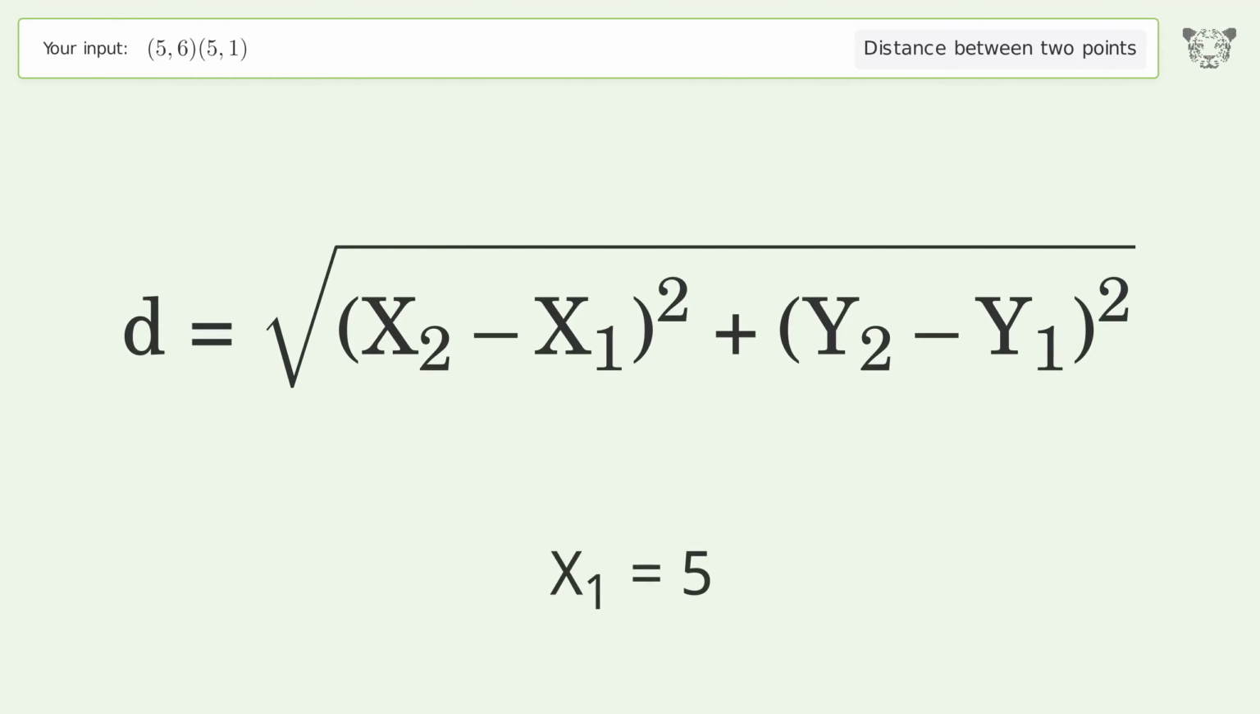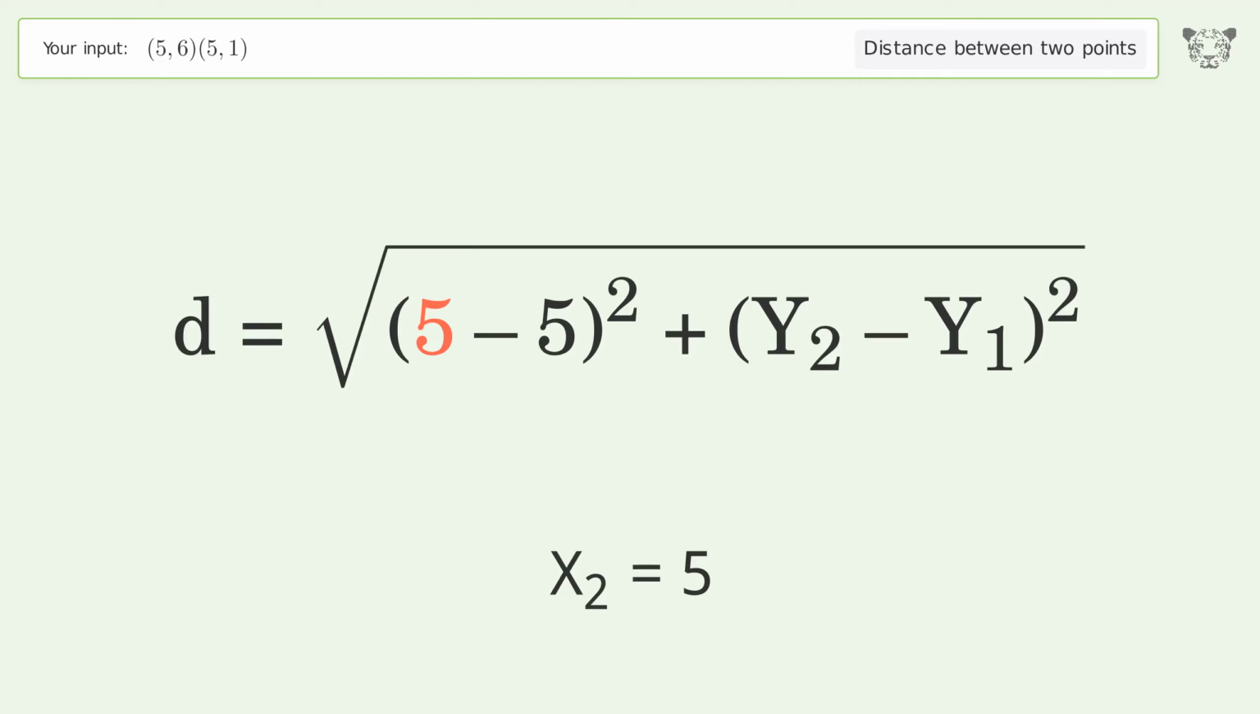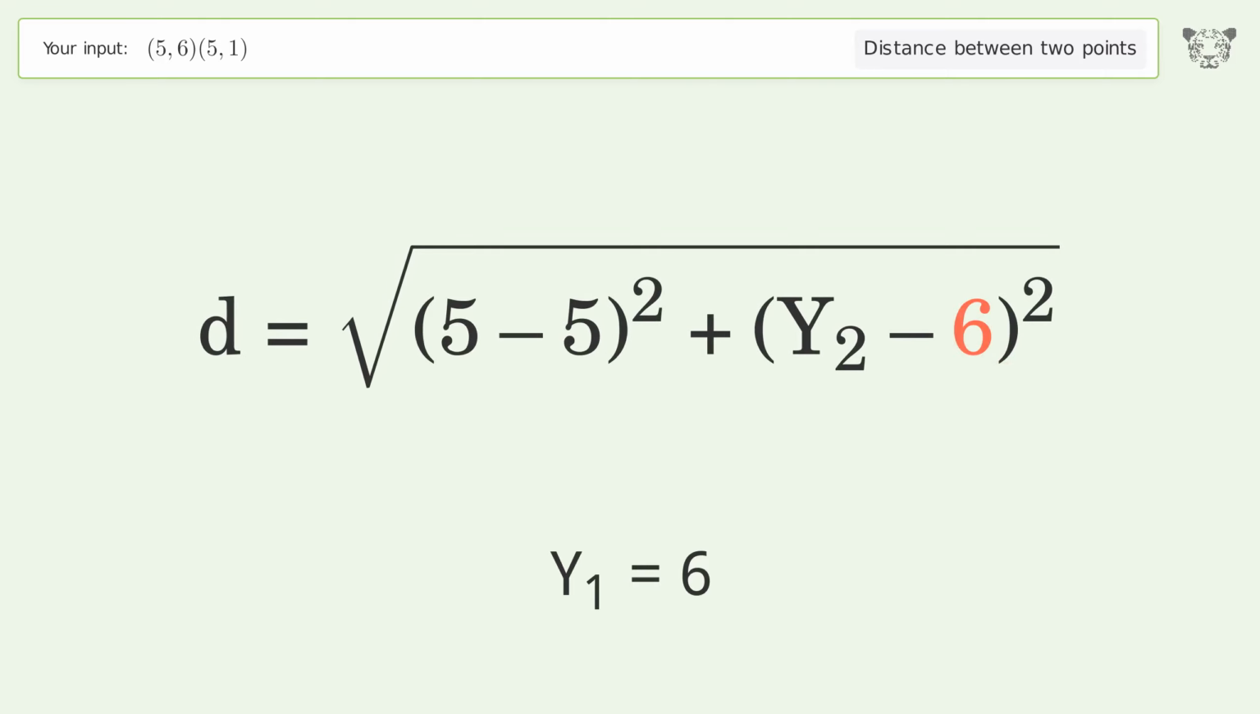x1 equals 5. x2 equals 5. y1 equals 6. y2 equals 1.